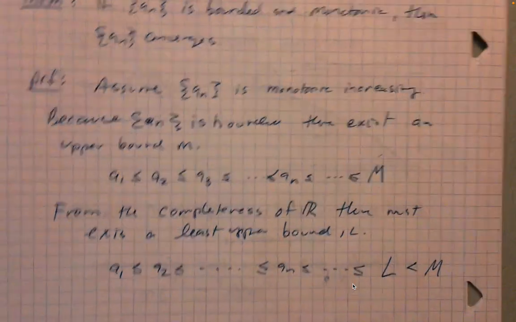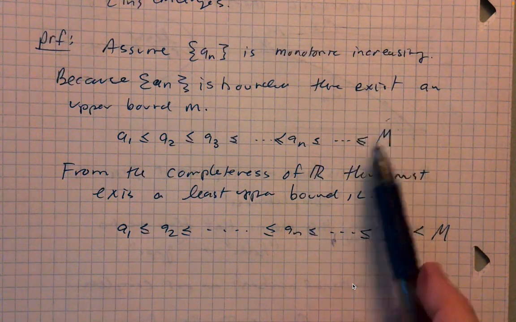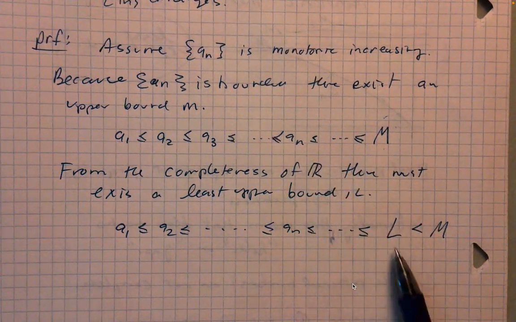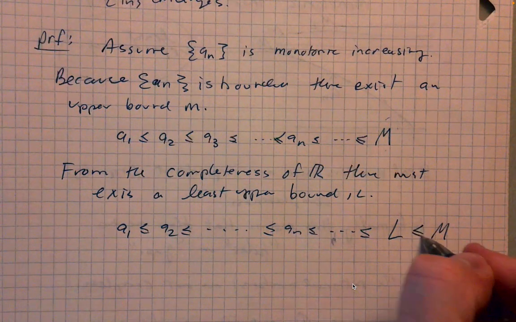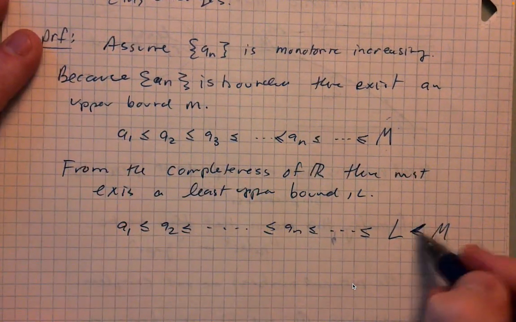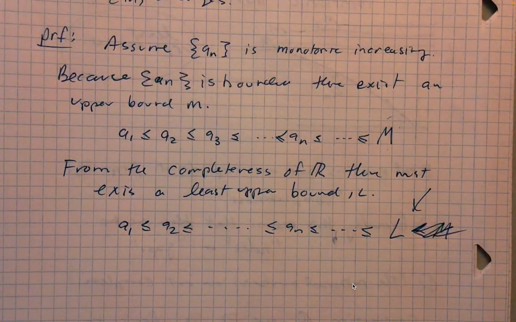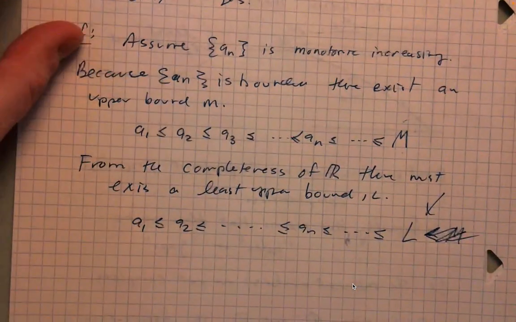Okay, so basically, bounded gets us the M. The fact that we're dealing with real numbers means there's an L. And I should say it's less than or equal to M, because M could be the least upper bound. We don't know. But at this point, the M is unimportant. What's important is the L. So all we've done so far is flesh out the relationship that exists between the terms of the sequence and this least upper bound L.